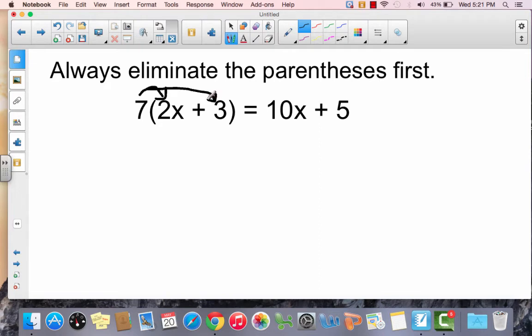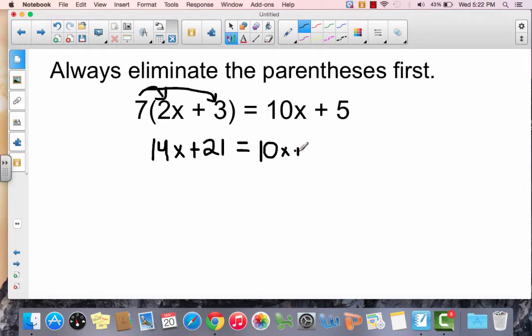So 7 times 2x is 14x, and then 7 times 3 is 21. On the right-hand side of the equation, there aren't any parentheses, so I'm just going to bring down the terms as they are. So this equals 10x plus 5.